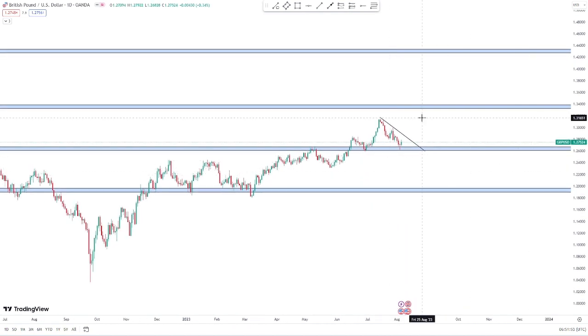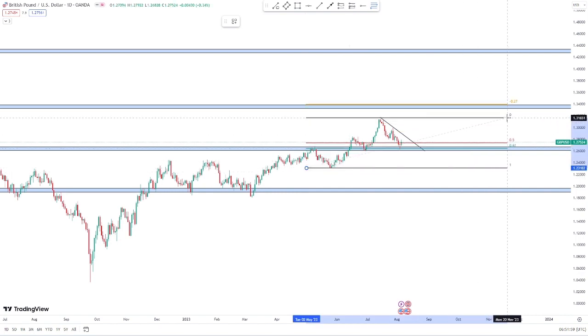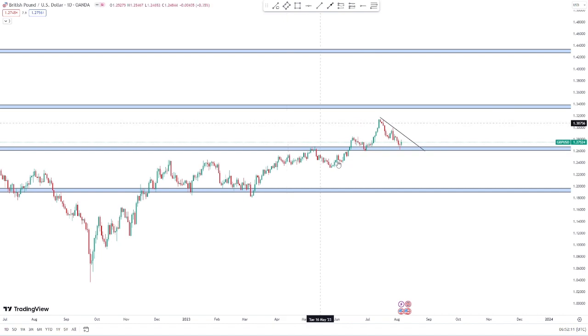If I pull my Fibonacci from the swing low here, I'll draw it at this low. If I pull my Fibonacci from here to the upside like this, you see that price tapped into this Fibonacci 0.5 and 0.6 region, had a reaction around here, creating this bullish engulfing candle on the daily time frame that engulfed the previous day's candle around here.